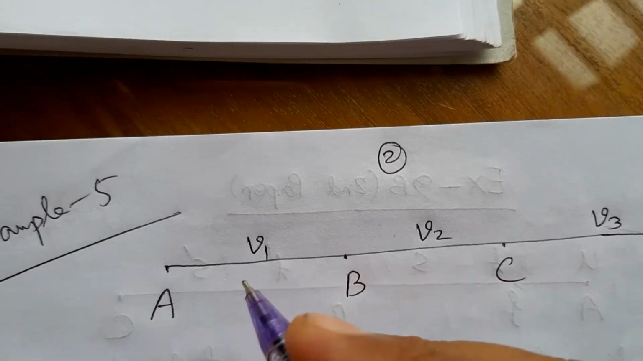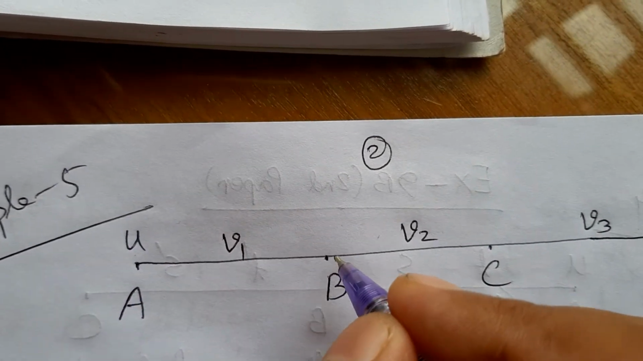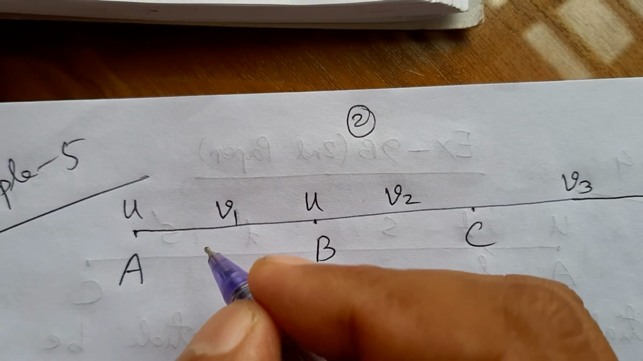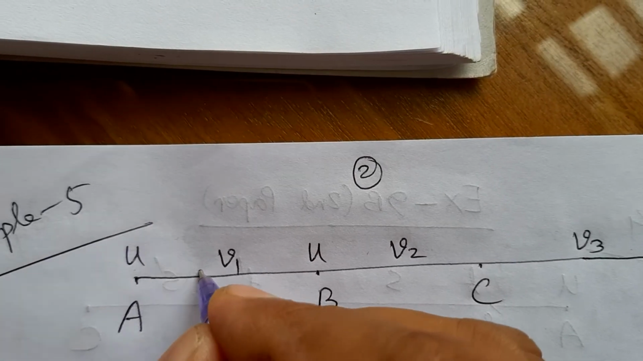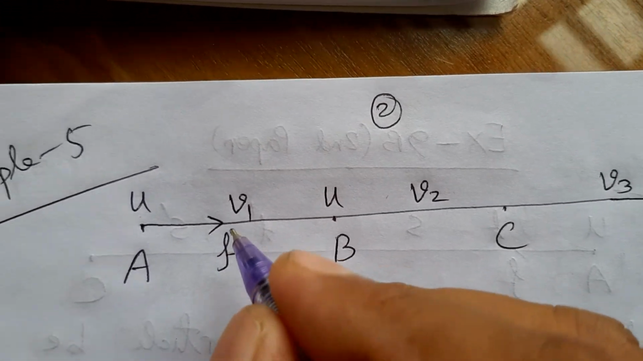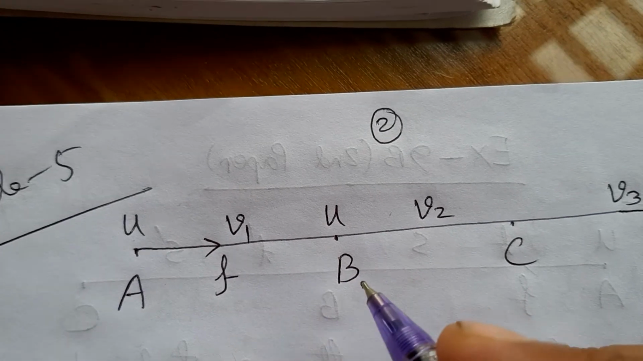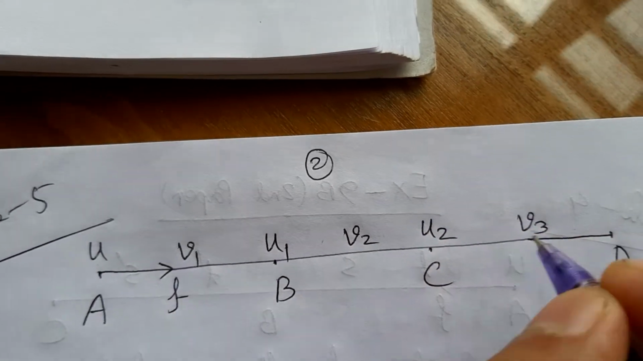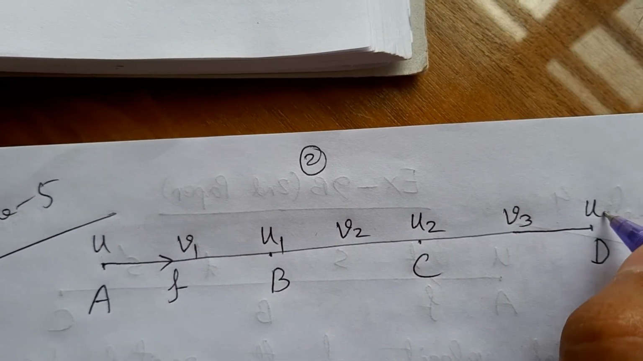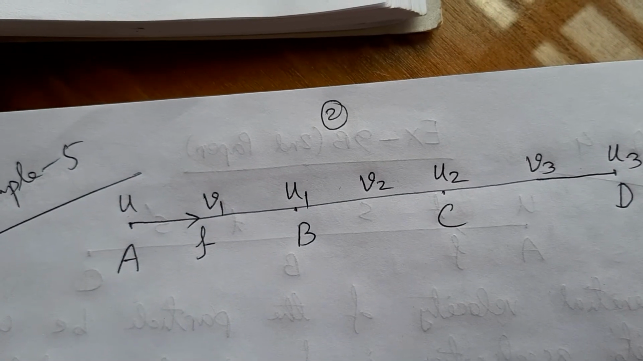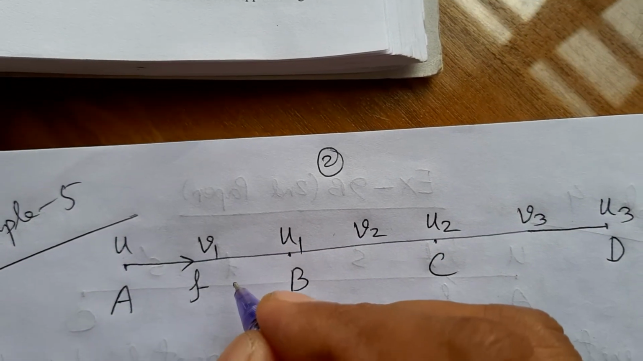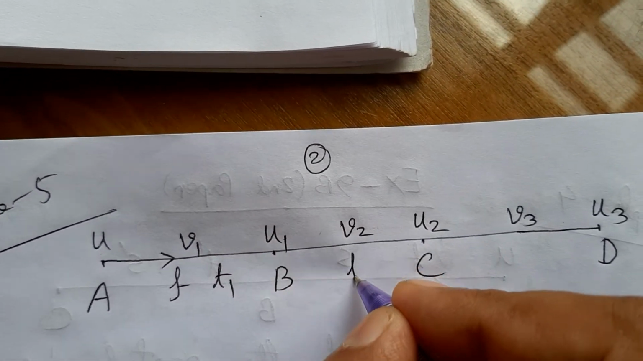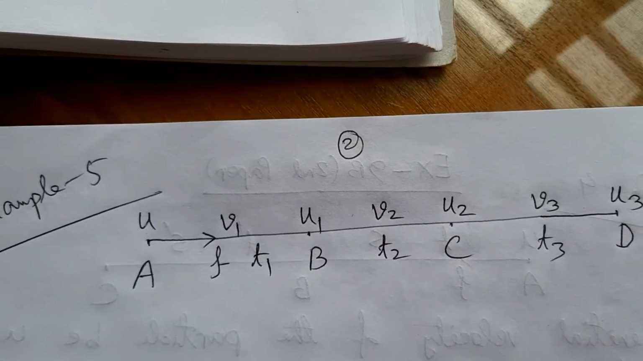Now we consider the initial velocity at point A is U. Here, given uniform acceleration, so let acceleration be F, so its velocity will be increased. At point B suppose it is U1, at point C velocity is U2, and at point D we consider velocity be U3. And the time for part AB is given t1, here time t2, and at last part time t3.